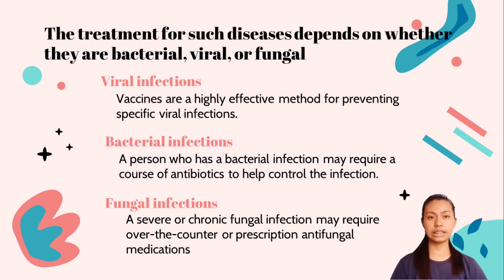When a person receives a vaccine, they are receiving a dead or inactive form of the virus. The immune system responds by producing antibodies capable of killing active forms of the virus in the future. If a person already has a virus, they may require antiviral medications to keep the virus under control.